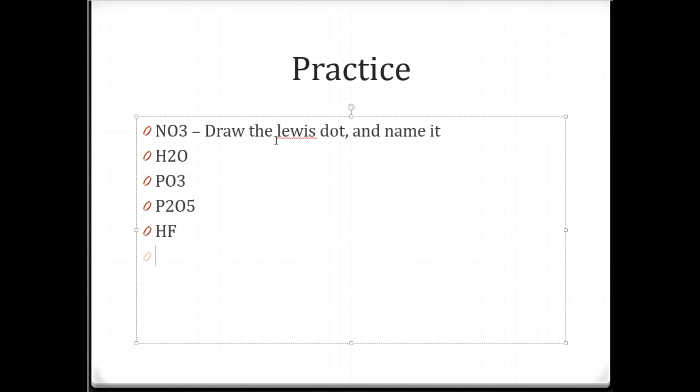HF. Okay, go ahead and try to name all of those and draw the Lewis dots and try to connect all the atoms together, and you'll have plenty of practice with this in class because it is hard. This is probably the hardest part of bonding.